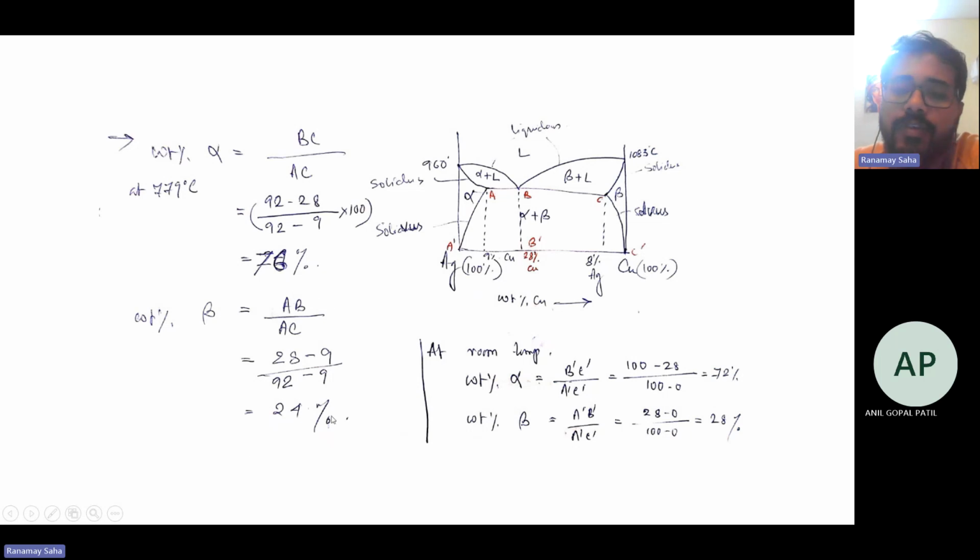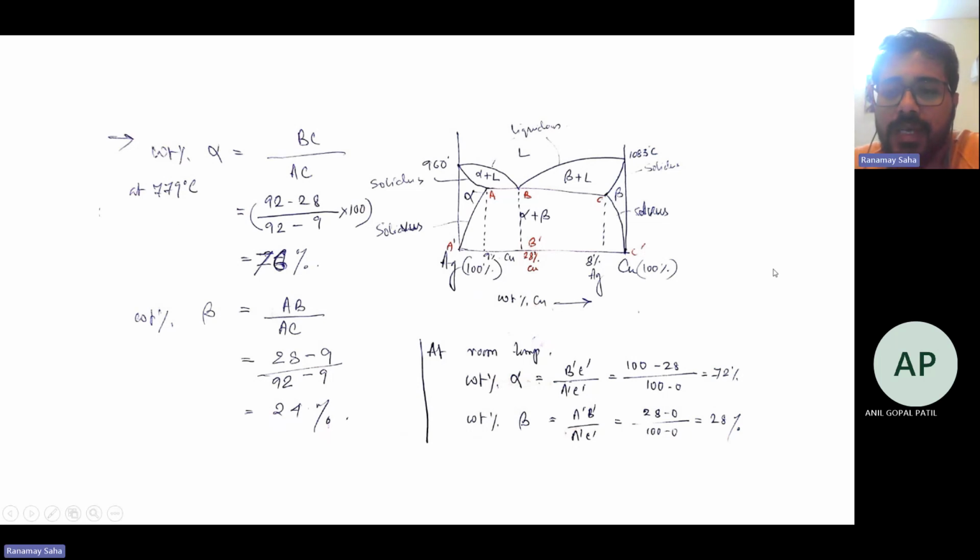And similarly for B, that happens to be AB by AC, and AB is simply 28% minus 9% of copper, divided by 92% of copper minus 9% of copper. Okay, so 76% of A and 24% of B is there in the alloy at that 770 degree temperature. Okay.